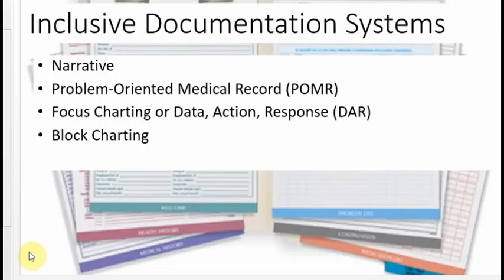And then we have the problem-oriented medical record. It's a type of documentation method that uses the nursing process to describe clients' problems. We have focus charting or data action response charting, DAR, as it's typically called. It's a type of documentation that uses client assessment data and tracks the actions of the care provider and responses or outcomes of the client. So if you've done something, that's your action, and you're going to document the response. So what you see, what you've done, and the response to your actions.